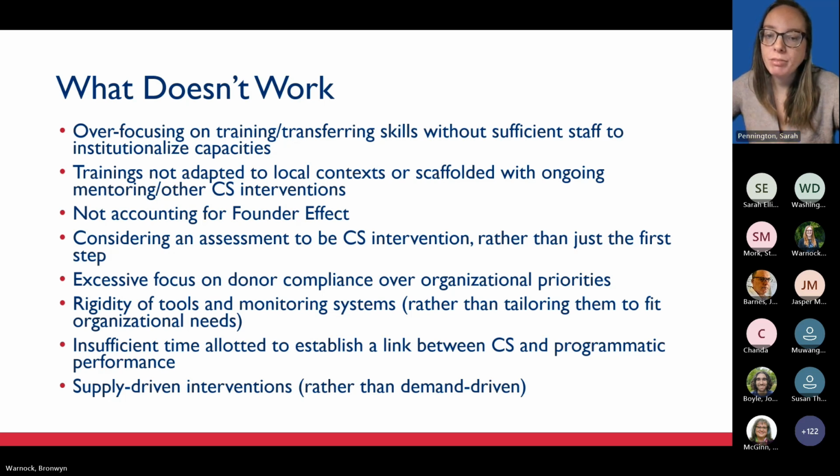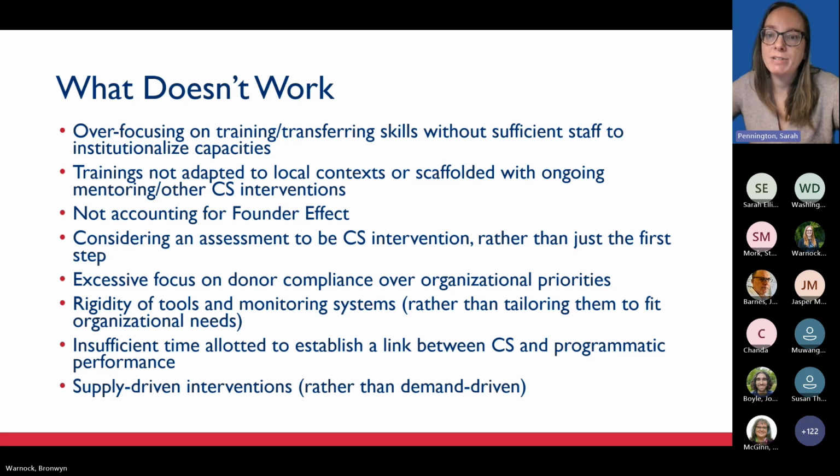system at all. Our experts also talked about founder effect, having seen organizations that didn't account for succession planning fail when a charismatic leader left. And they mentioned that doing an organizational capacity assessment is not a capacity strengthening intervention. It should be an action planning tool.